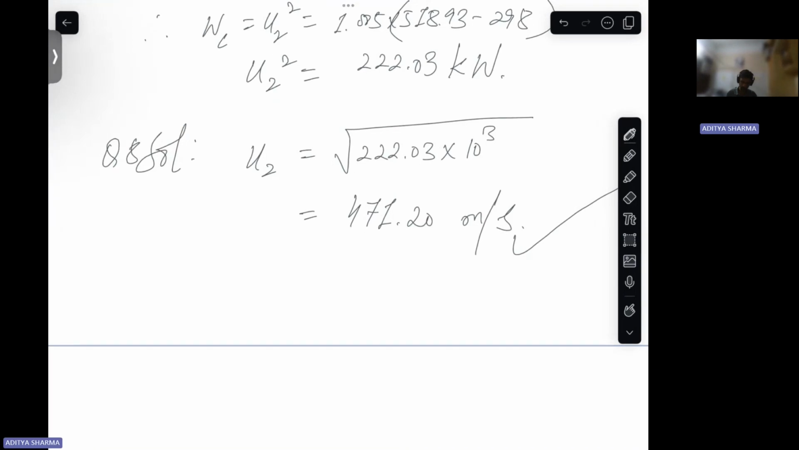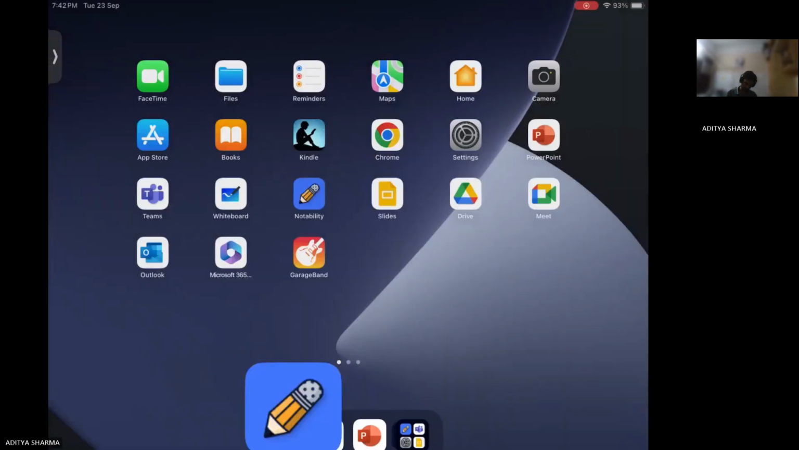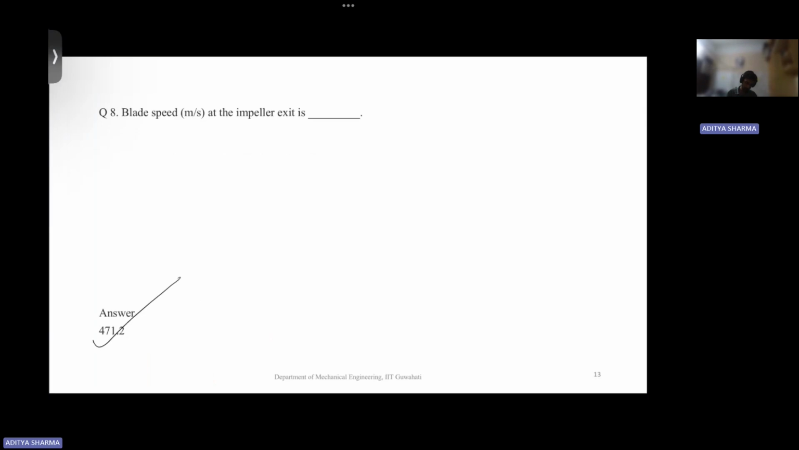Then comes your next question, question number 9. So inlet and outlet diameters of the impeller. Inlet and outlet diameters you want to know.